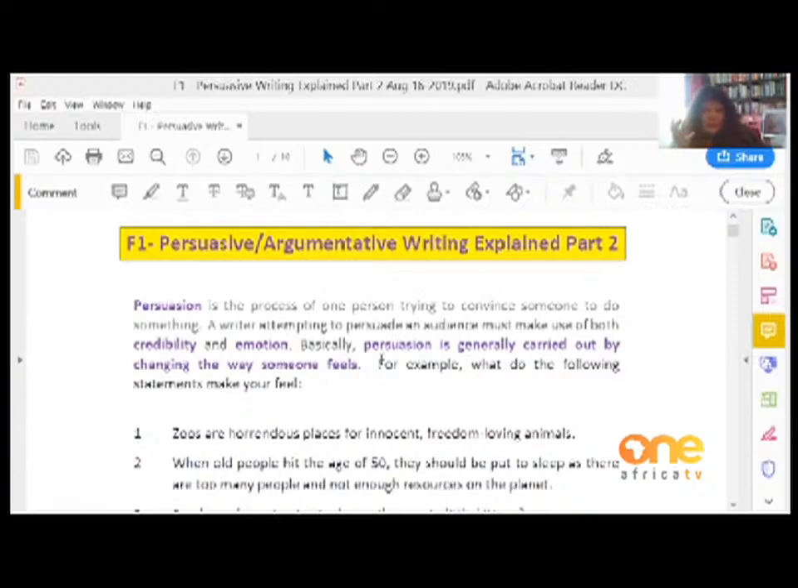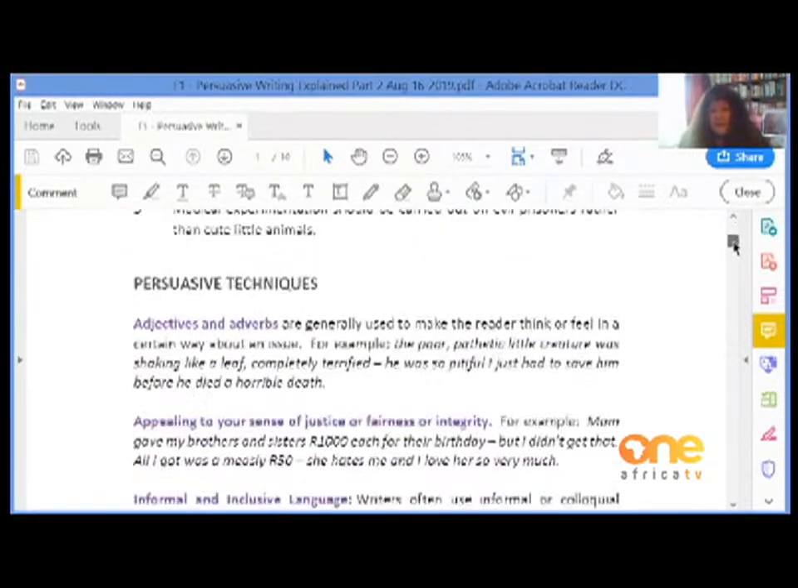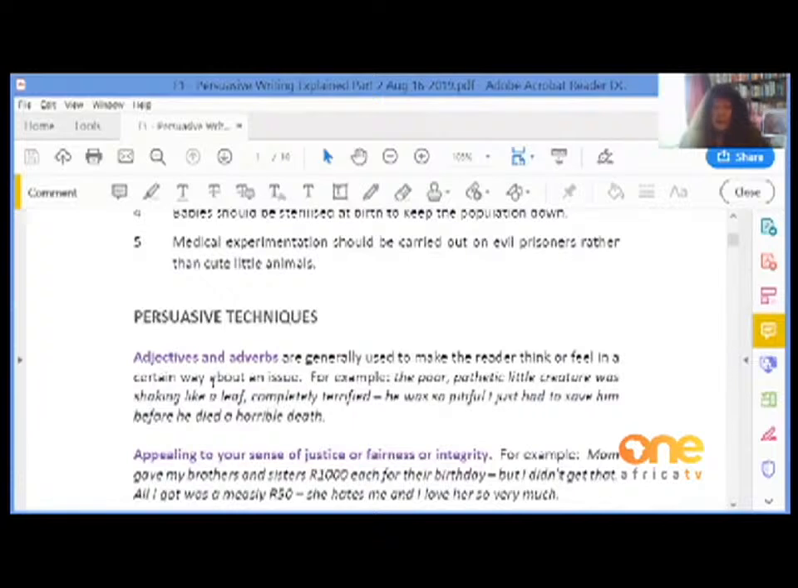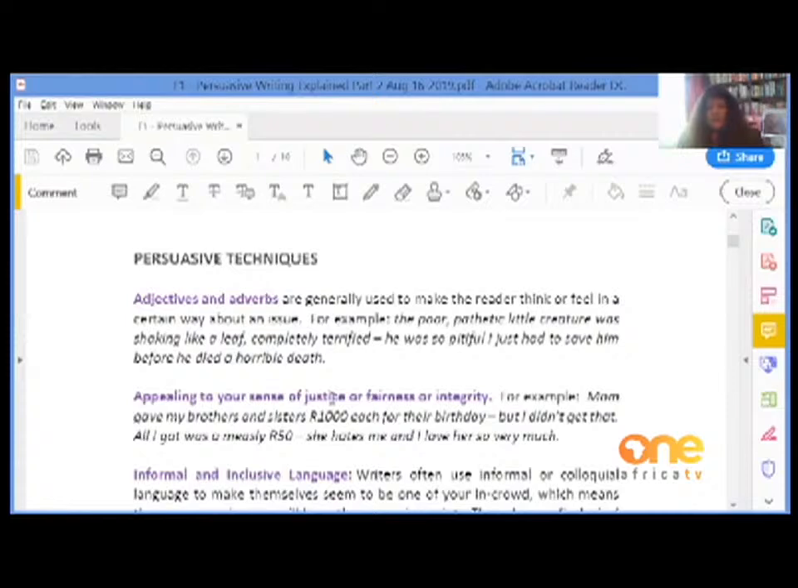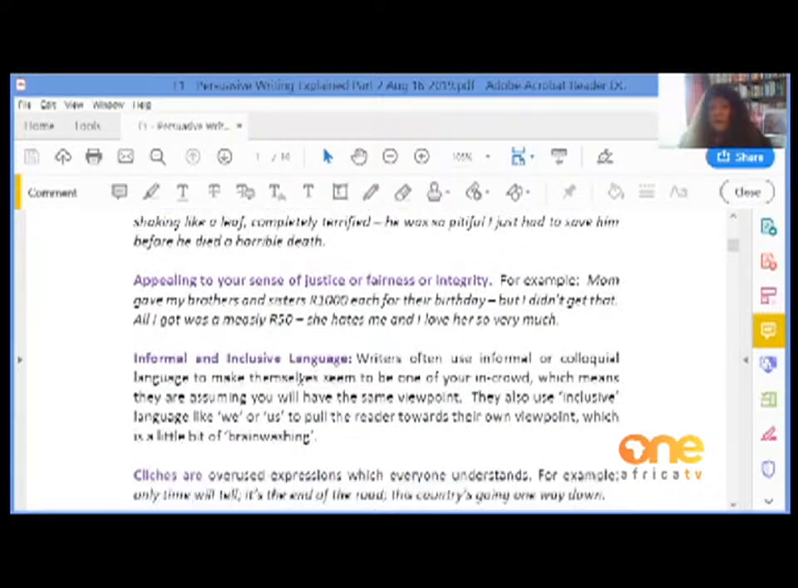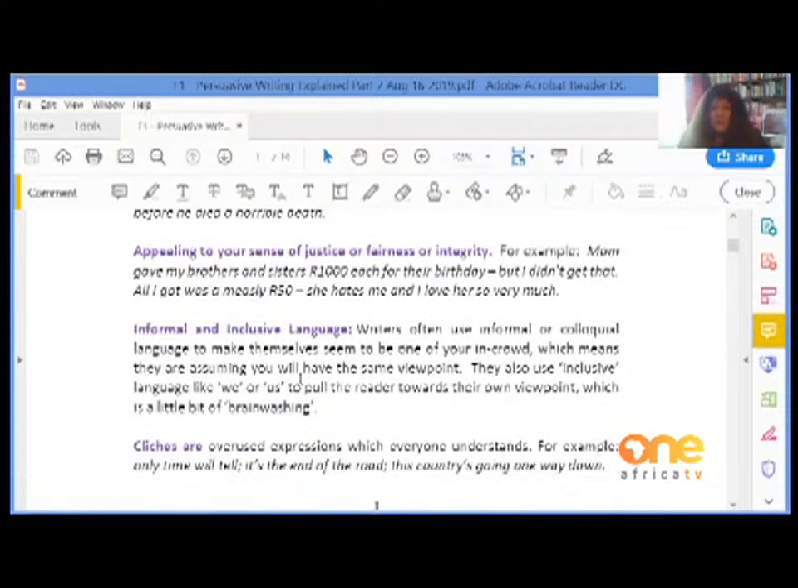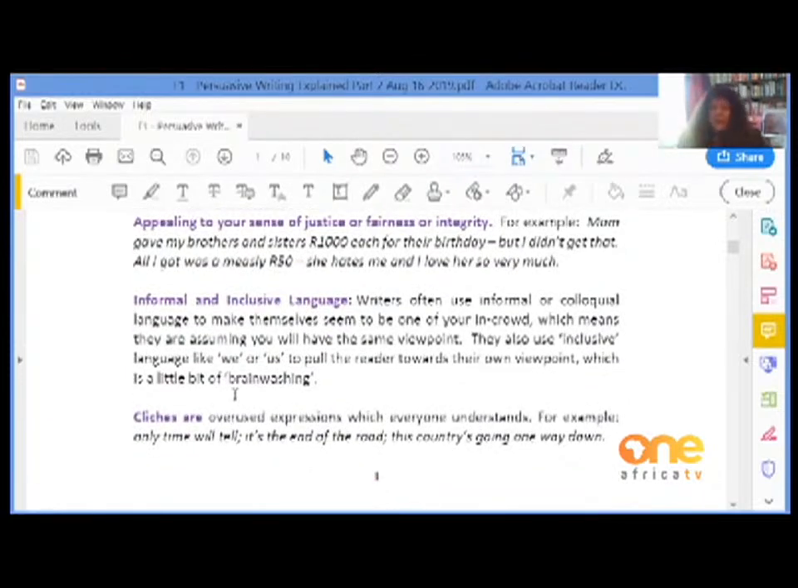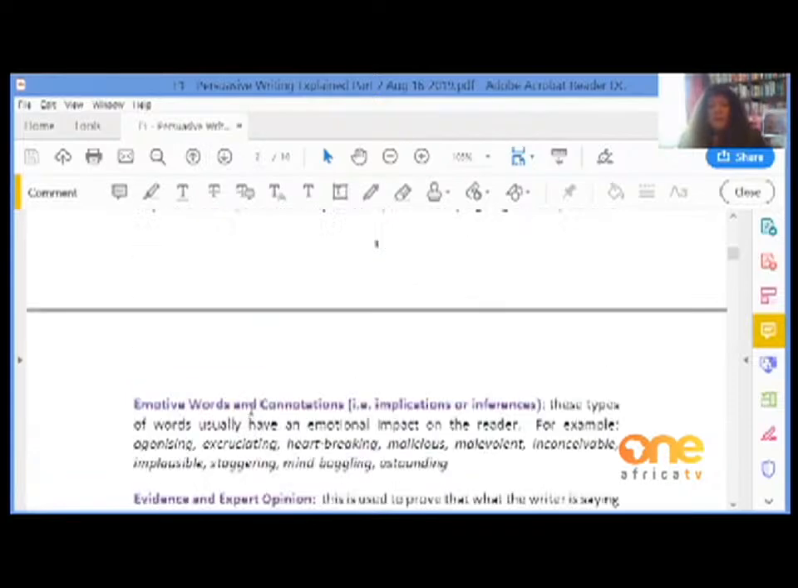And how you do that is with the persuasive techniques. Okay, just a quick review from last time. These were the persuasive techniques we looked at: using adjectives and adverbs, appealing to your sense of justice or fairness or integrity, informal and inclusive language, so using we, us, etc. Clichés, everyone understands them. Emotive words and connotations, which is implications or inferences.